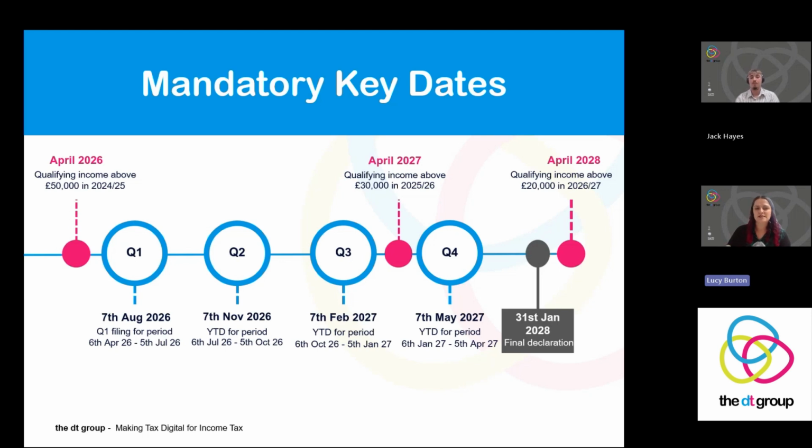And quarter 1 is on the 7th of August 2026, and that quarter is for the quarter 1 filing period, which is the 6th of April to the 5th of July 2026. If, however, you would like this to run for the 1st of April to the, I'm going to get it wrong, 30th or 31st of June, apologies, should have thought about that beforehand, 30th I think it is of June, then you can apply for this. You must apply for this before you submit your first quarter though.